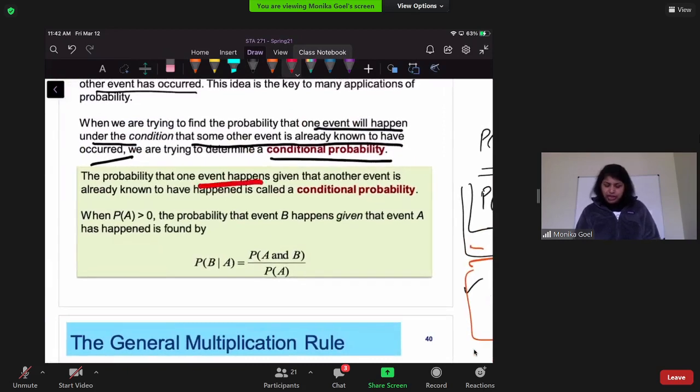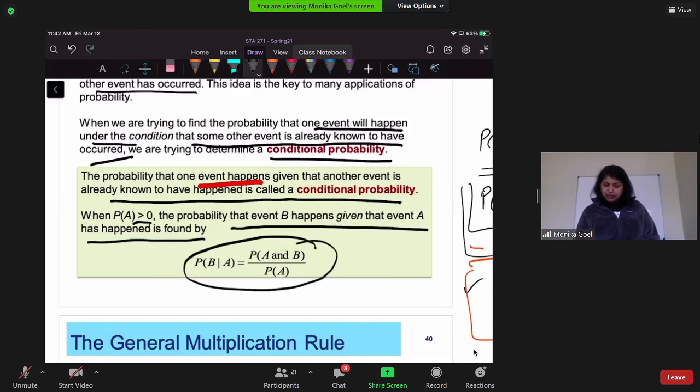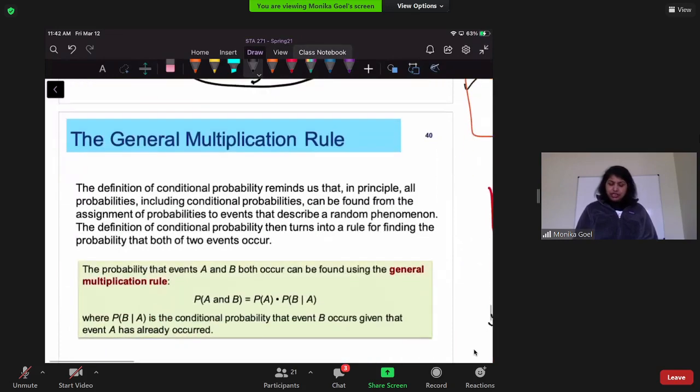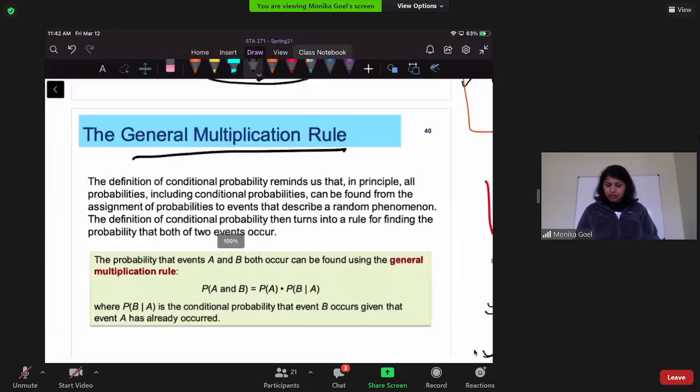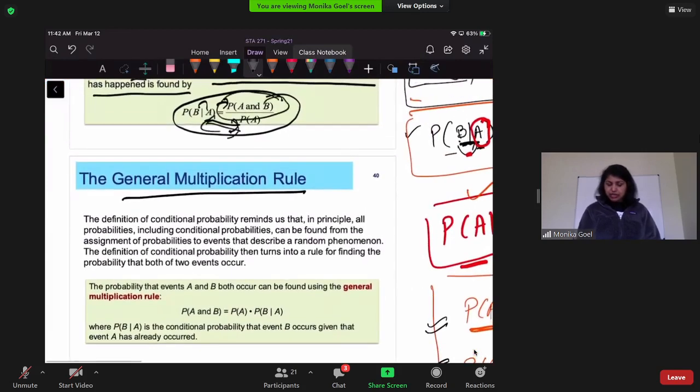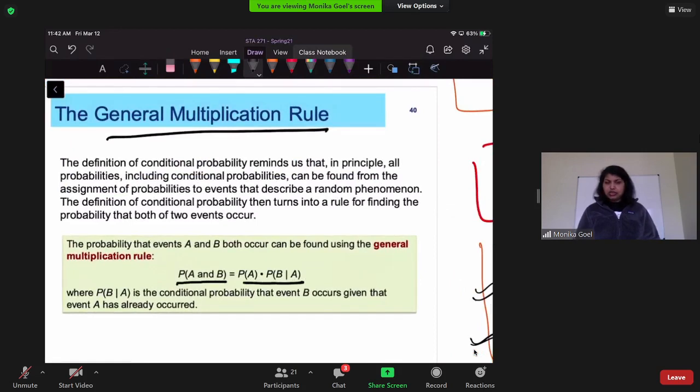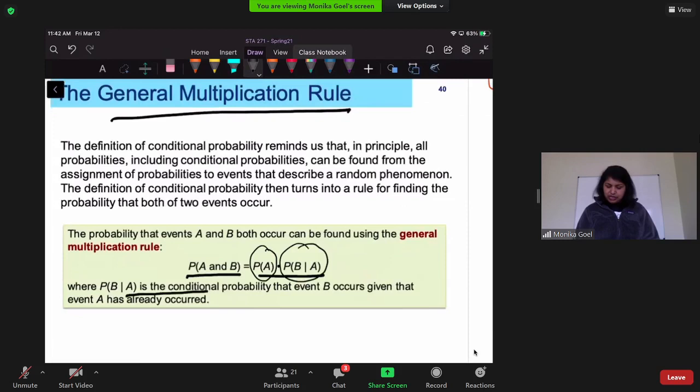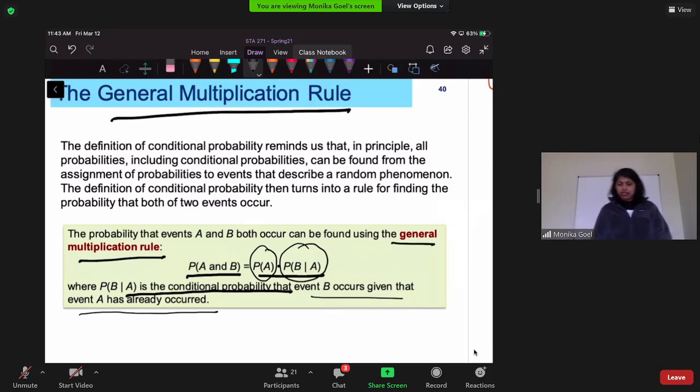So the probability that one event happens given that another event is already known to have happened is called your conditional probability. When probability of A is greater than 0, the probability that event B happens given that A happened is found to be this. So what is given is in the denominator and then the intersection of both in the numerator. And the general multiplication rule that we just talked about comes from here. You multiply these two and then you get the intersection part. So probability of A intersection B is the probability of one times the conditional probability of the other. So probability of B given A is the conditional probability that event B occurred given that event A has already occurred. And this is called your general multiplication rule for conditional probability. Questions?